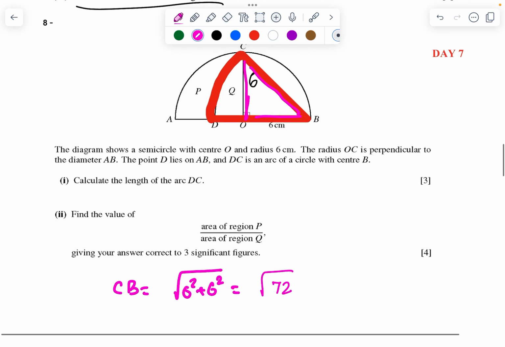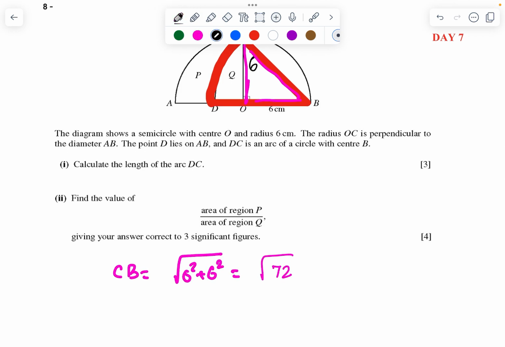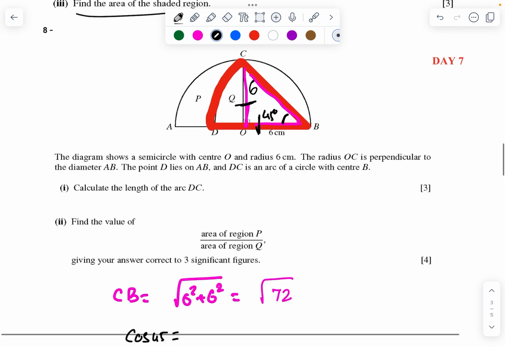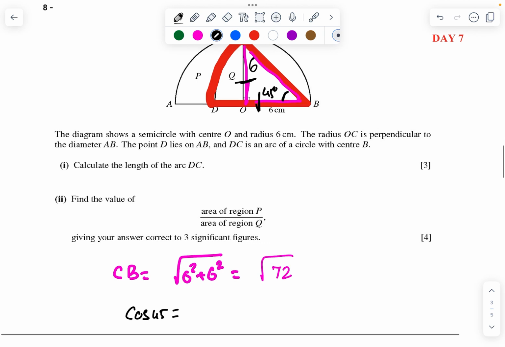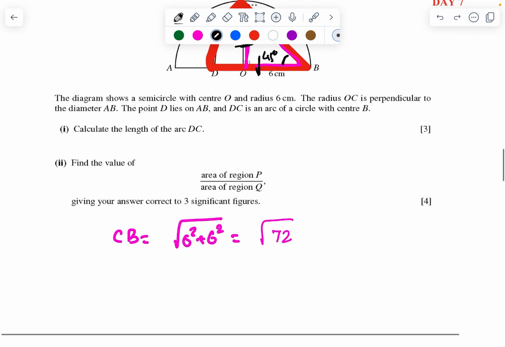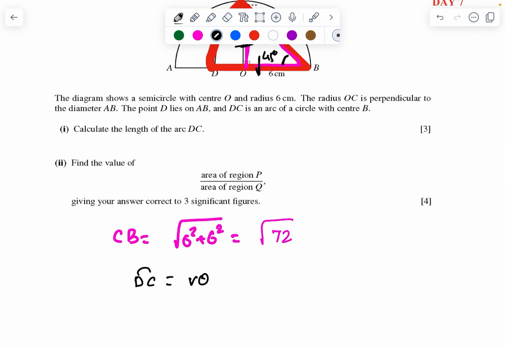Now I want to know this particular angle. This particular angle is 45 degrees because it is an isosceles triangle. These two sides are equal. So cos 45 equals, we can get it in that way or this way. Already we got CB, this is the easiest way. Now I want to find the length of the arc DC, which is r theta. R is square root of 72 and theta is pi upon 4. Simplify that, you should be getting 6.66.